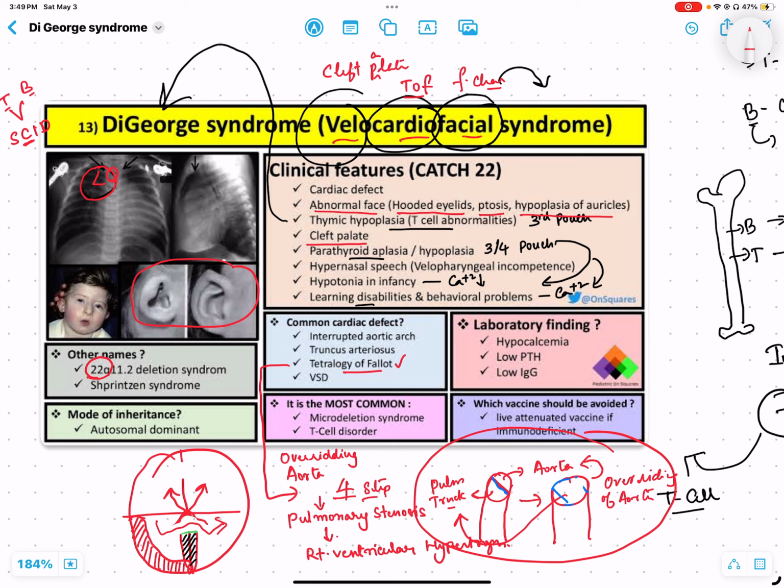One of the important things we should always remember is that we should never give these patients live vaccines because they don't have T cells to be immunized. That results in infections. On lab investigations, you would find low calcium and decreased PTH. Makes sense because of the absence of parathyroid glands. And apart from that, the genetic analysis will show a 22q defect.